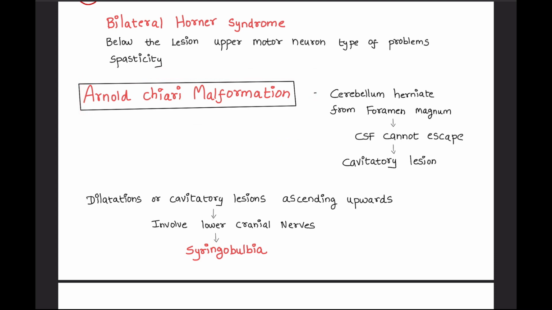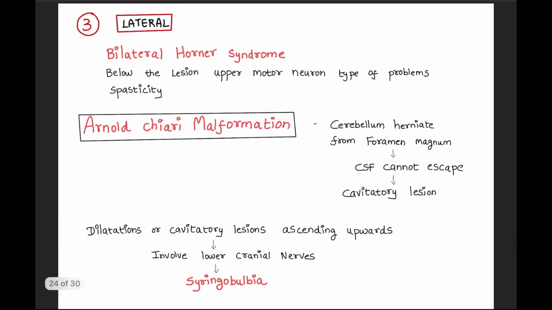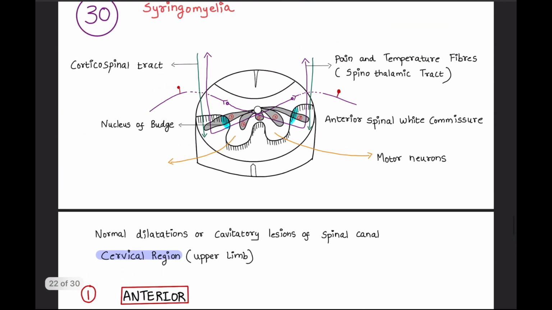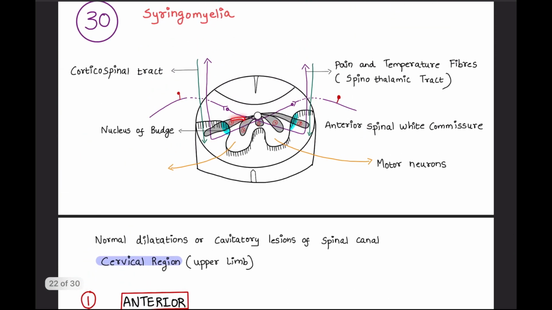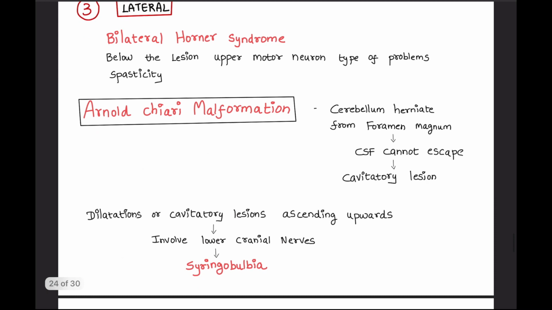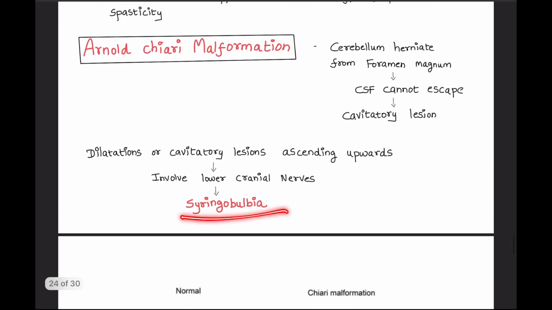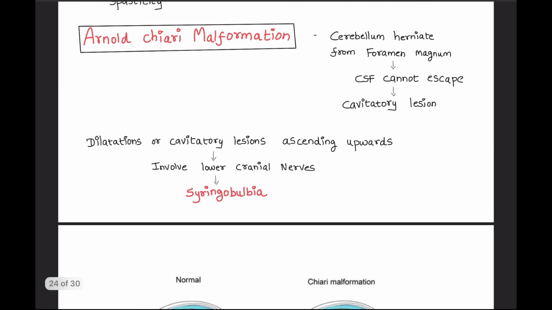So the dilatations or cavitary lesions we have seen here, they move downwards, but if these dilatations or cavitary lesions move upwards, that is like this, that condition is known as Syringomyelia, and that condition will involve lower cranial nerves.